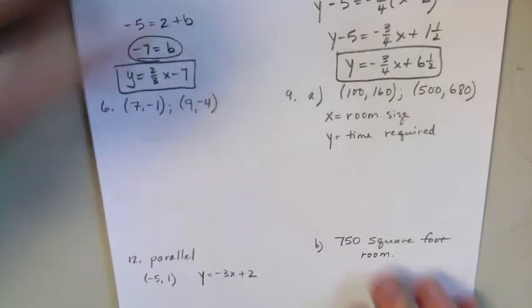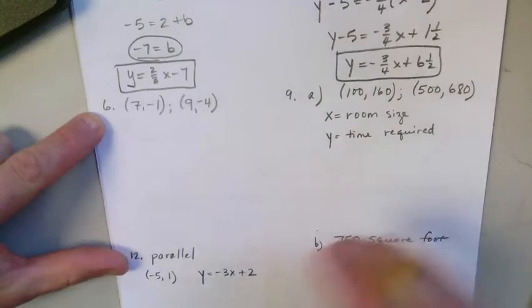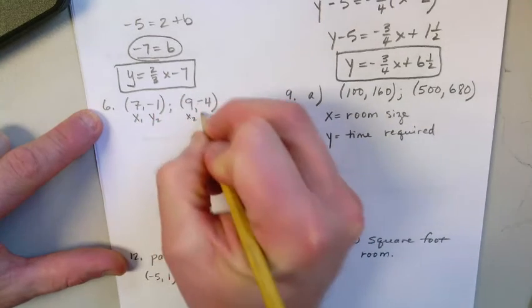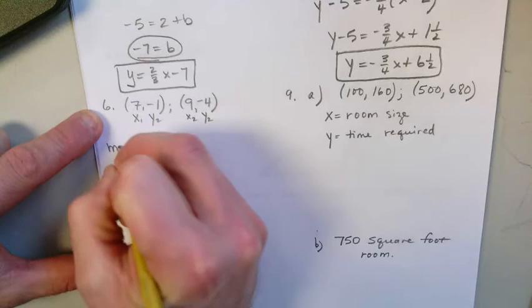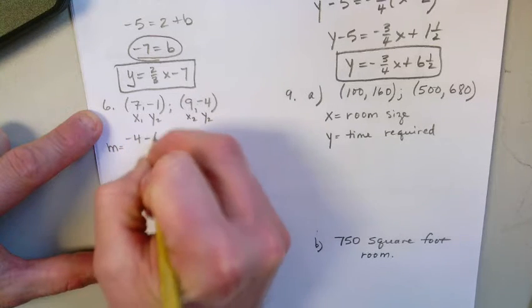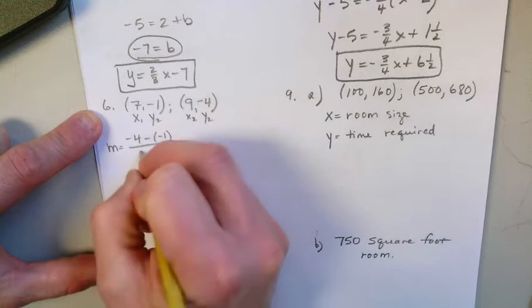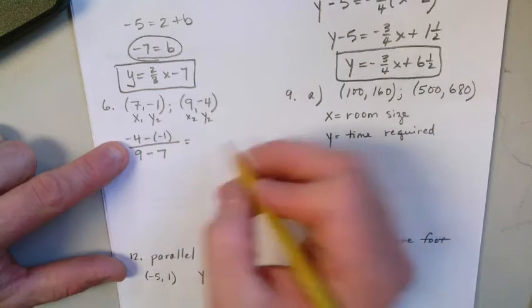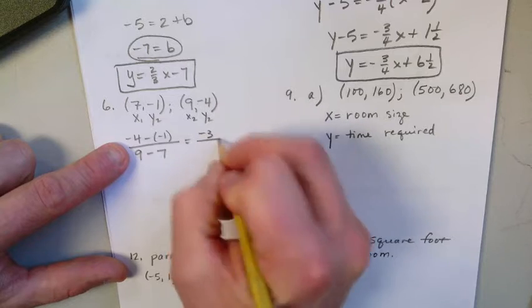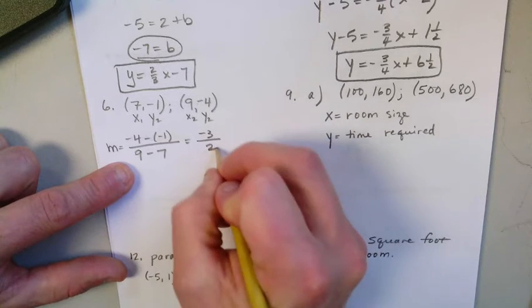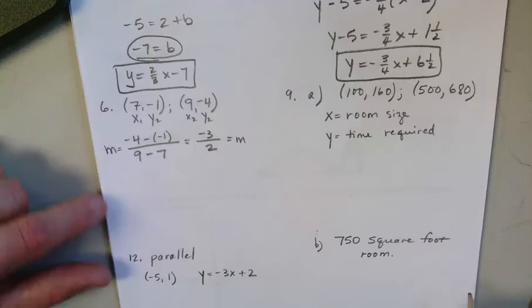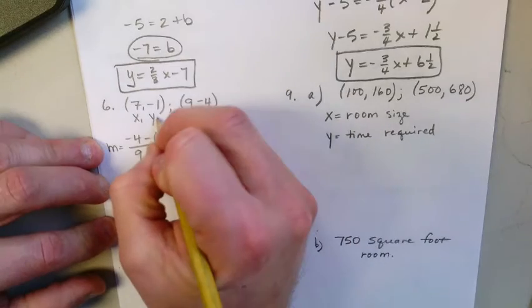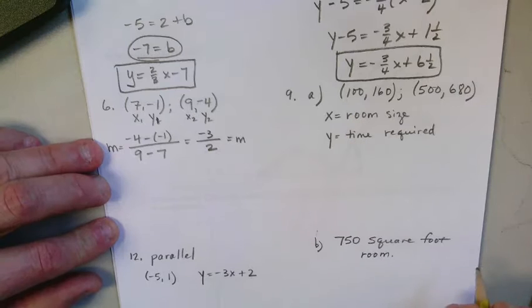Number 6, we're doing the exact same thing. Again, I'm going to find the slope, which is going to be -4 minus -1 over 9 minus 7. So -4 plus 1 is -3, and 9 minus 7 is 2. I'm going to leave that as an improper fraction of -3 over 2. Again, I just realized something: this should have been a 1 there, x sub 1, y sub 1.